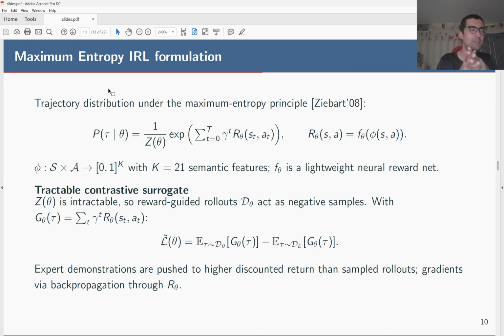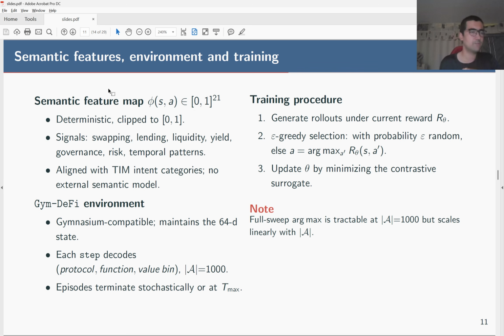Let me briefly cover the remaining pieces: the features, the simulator, and the training loop. Three quick points. One, the semantic feature map: a 21-dimensional vector, every entry deterministic and clipped between 0 and 1. It captures interpretable signals: swapping, lending, liquidity provision, yield seeking, governance, risk, and temporal patterns, and it's aligned with the theme intent categories. Importantly, it needs no external semantic model, which keeps everything reproducible.